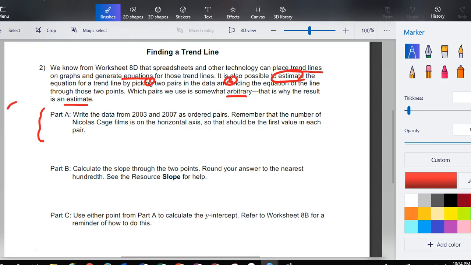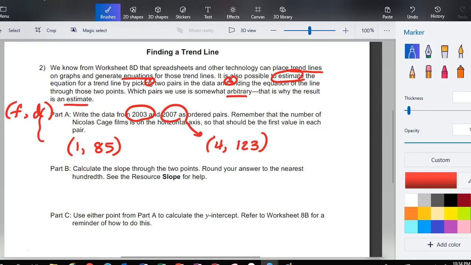So part A asks us to write the data from 2003 and 2007 as ordered pairs. Again, I like to go off on the side, and if we've got Nicolas Cage films on the x, and then we have drownings on the y, that's going to be our ordered pair. Looking at 2003, there was one film and 85 drownings. In 2007, there were 4 films and 123 drownings.